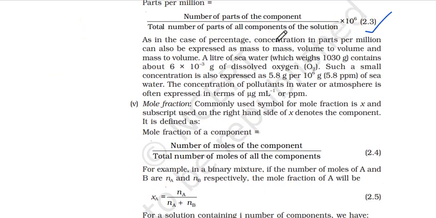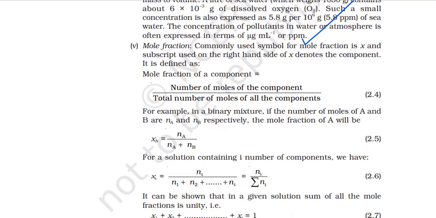As in the case of percentage, concentration in parts per million can also be expressed as mass to mass, volume to volume, or mass to volume. Just as we did per 100, here we just do per million. A liter of sea water, which weighs 1030 grams, contains about 6 × 10^-3 grams of dissolved oxygen. Such a small concentration is also expressed as 5.8 parts per million of sea water. The concentration of pollutants in water or atmosphere is often expressed in terms of micrograms per ml or parts per million. Mole fraction, another very important term.